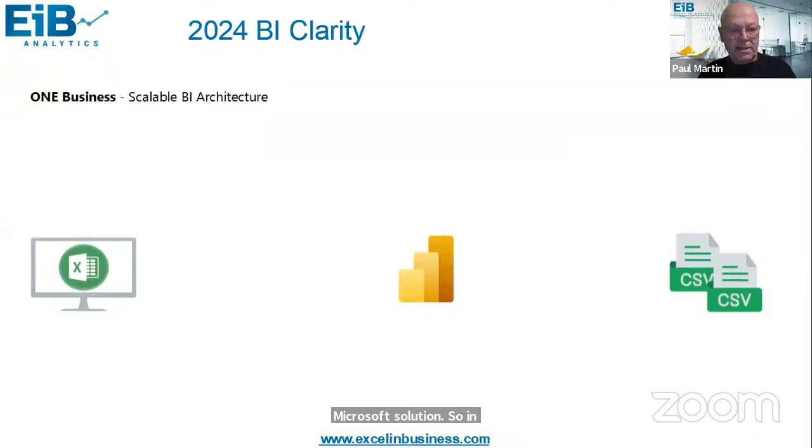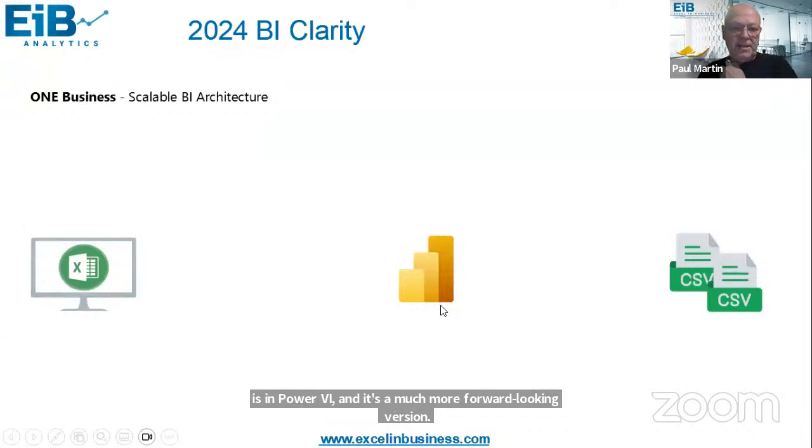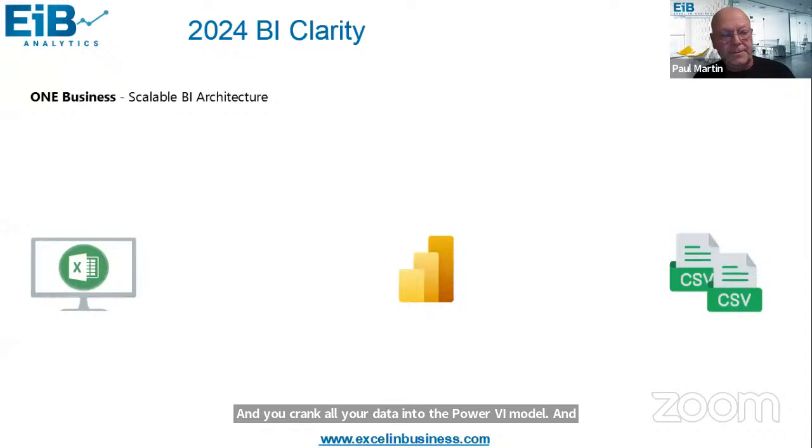There's only one architecture from my mind. And even if you were Danielle's customer that was saying, I don't want Power BI, I just want an Excel system, well, the first thing you do is buy Power BI. You buy Power BI as a premium per user license, and you use a much better version of Power Query, which is in Power BI, and it's a much more forward-looking version. And you crank all your data into the Power BI model. And if you just want an Excel solution, you just use Excel on the front of it in the same way you would have done with Power Query in Excel.